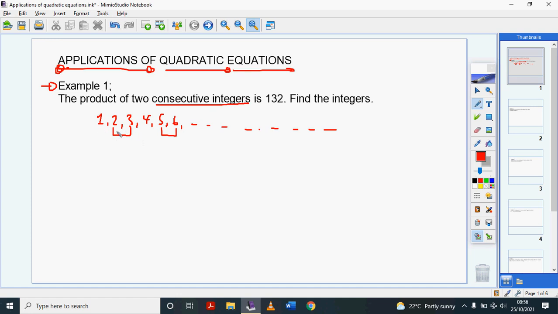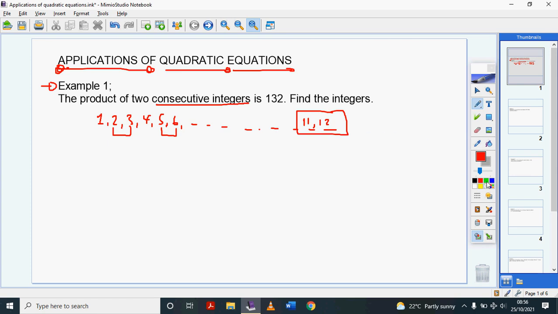Is it 1 and 2? No. Is it 2 and 3? No. Is it 3 and 4? No. So you can just keep multiplying and see which two numbers multiply to give you 132. I'm pretty sure it's 11 and 12, because when you multiply them you get 132. So you could just write your answer as 11 and 12 and show your work: that I kept multiplying different numbers until I got them. That works, but a cooler way is to use quadratic equations to solve it.